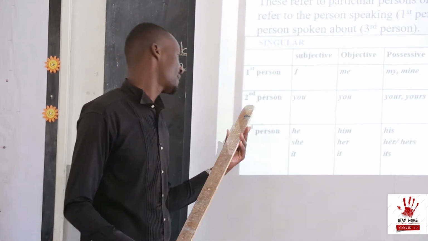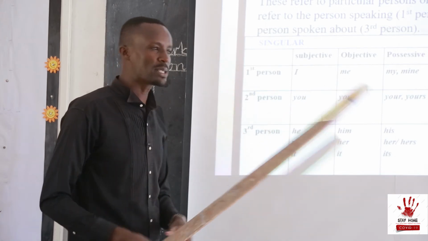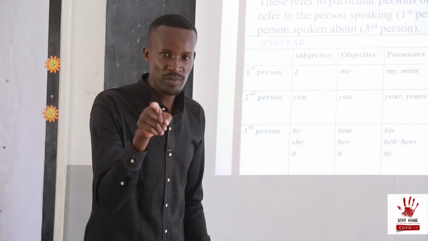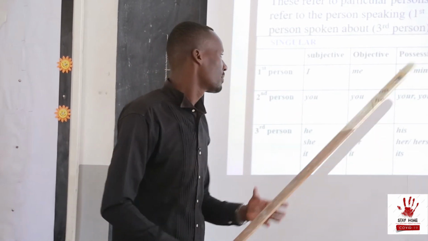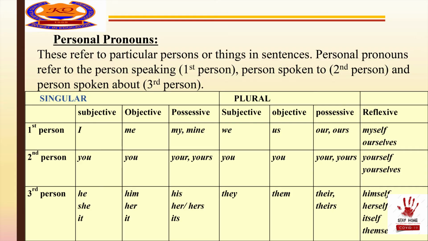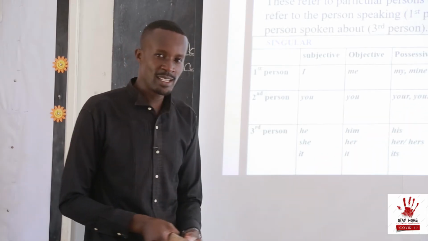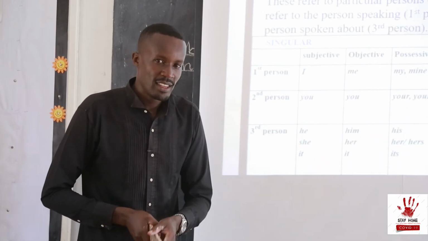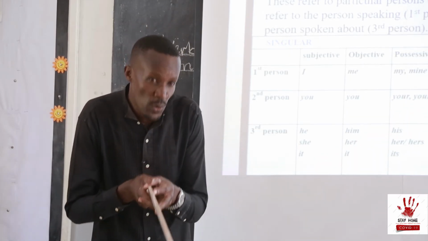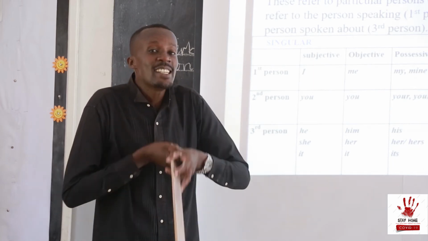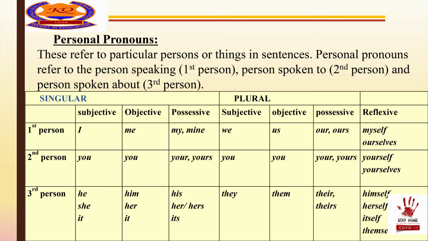Let us look at the second person pronoun. The second person pronoun is simply you, the one I'm speaking to. Its objective form is also you, but the possessive is your or yours. This is your shirt. This shirt belongs to you. It is yours. You see?